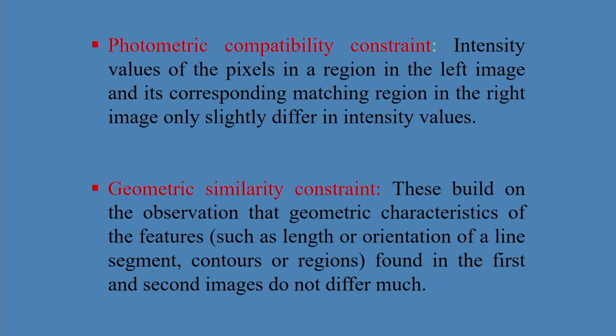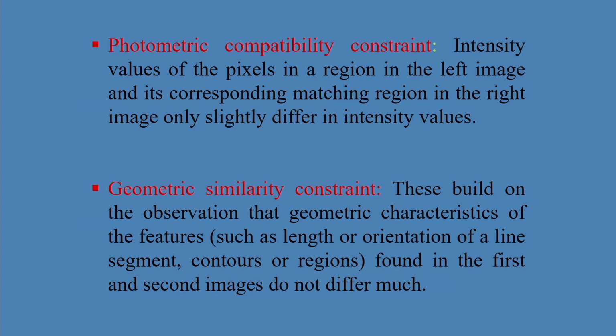The next constraint is the photometric compatibility constraint. Intensity values of the pixels in a region in the left image and its corresponding matching region in the right image only slightly differ in intensity value. This slight difference in the intensity value is due to the different camera positions from where the images are captured. This is obvious. This is called the photometric compatibility constraint.